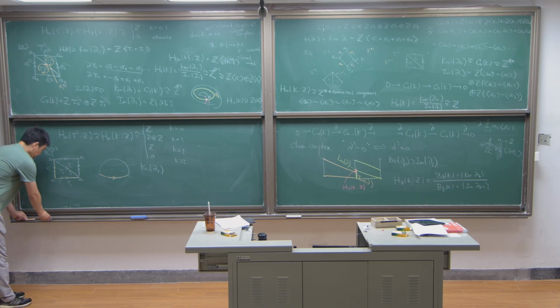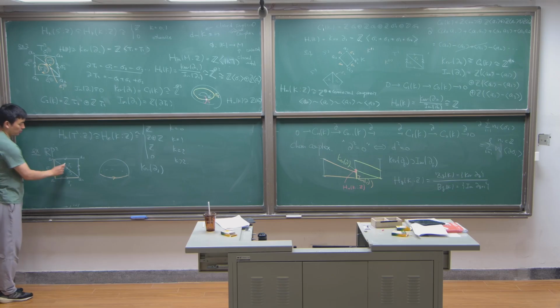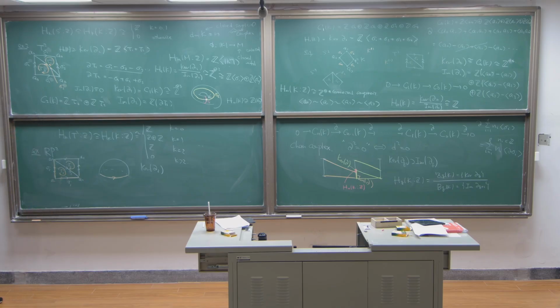And maybe, I don't know, we look at the orientation something like this. And then we take the orientation of tau 1 this way. What is the kernel of tau 2? Exactly. It's empty.